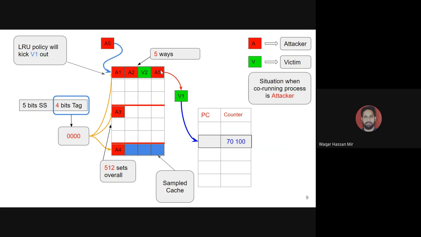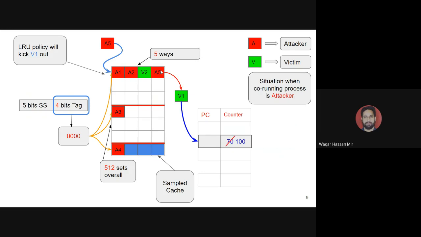When V1 is evicted from the sampled cache, the actual cache may still hold it, or it might not. It's a completely distinct structure, because the sampled cache just holds previous accesses to the actual cache, and not all the elements will be in the actual cache. It is used just for prediction; the actual cache things go as they are. So it will decrement.